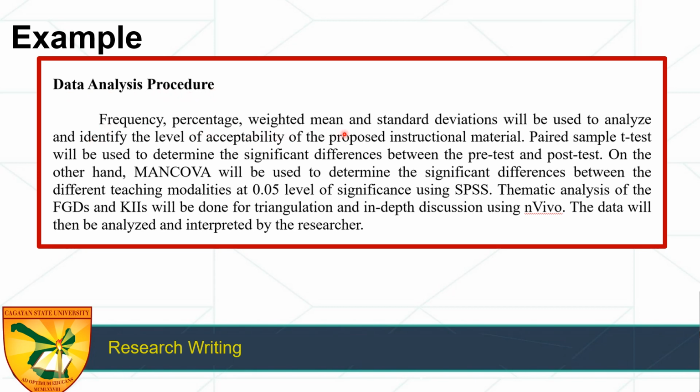Frequency, percentage, weighted mean, and standard deviations will be used to analyze and identify the level of acceptability of proposed instructional material. Paired sample t-tests will be used to determine the significant differences between pre-test and post-test, and on the other hand, MANCOVA will be used to determine the significant differences between the different teaching modalities at 0.05 level of significance using SPSS. Thematic analysis of the FGDs and KIIs will be done for triangulation and in-depth discussion using NVivo. The data will be then analyzed and interpreted by the researcher.